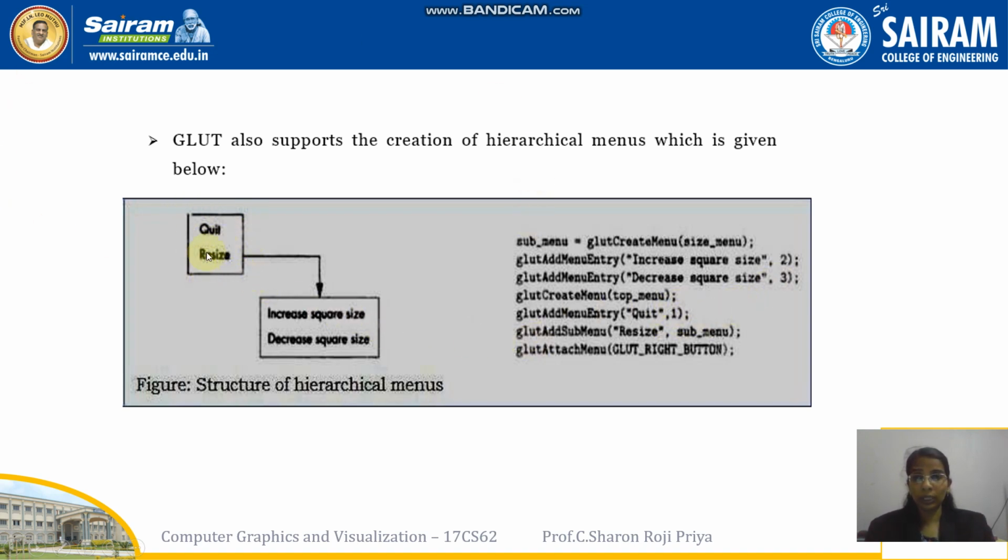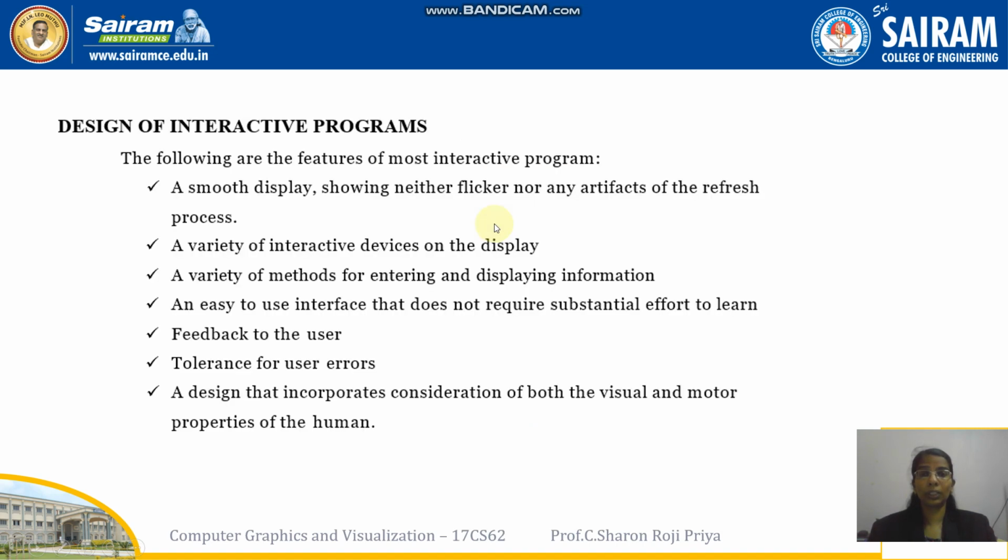Next, to the next one I have to attach my submenu. So glutAddSubMenu. And what is my submenu? Resize, and the identifier should be this one. Now attach everything to the right mouse button. That is your wish, whichever button you want, you can use it. Now I have to define the callback functions. I have to write this size and top menu, these two callback functions. This is how I can use menus in my OpenGL programs.